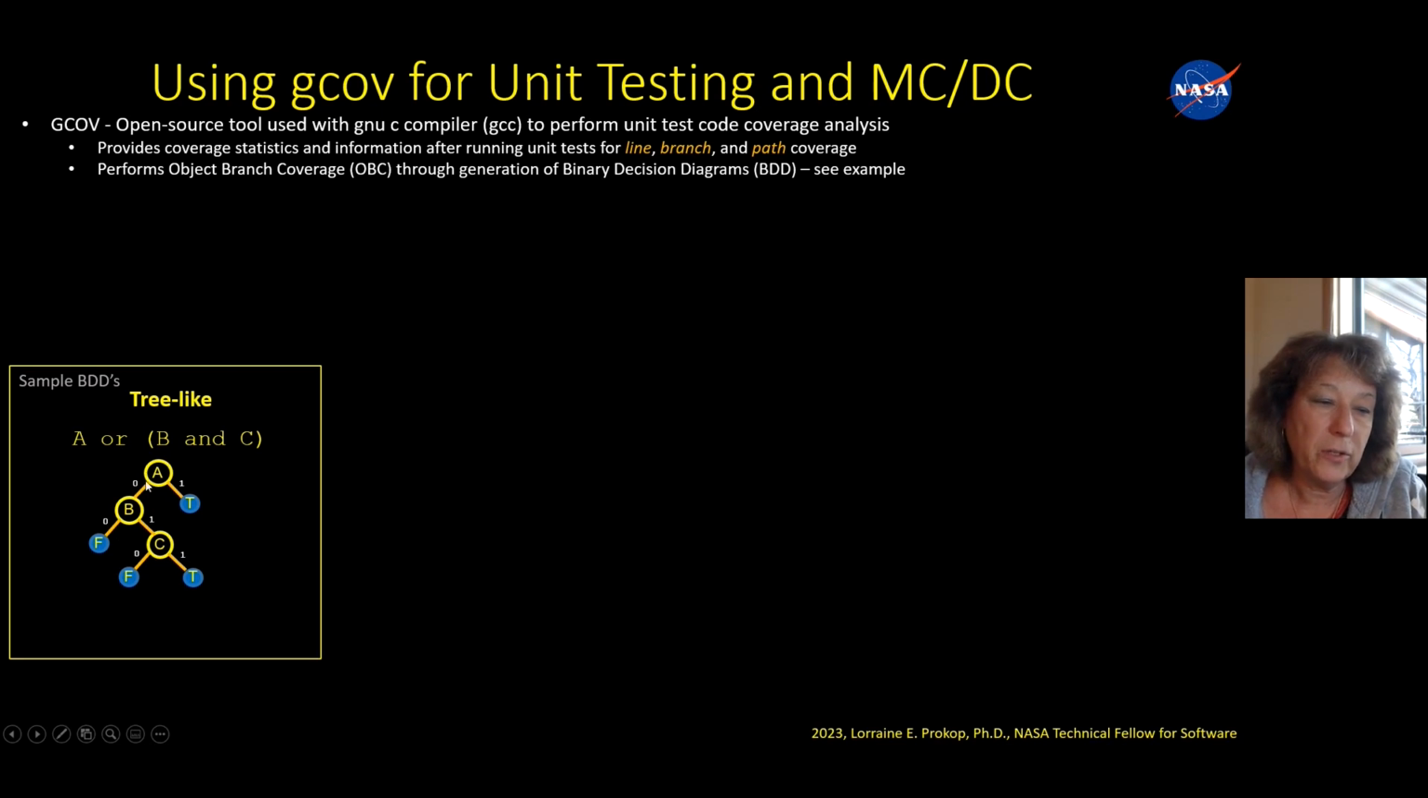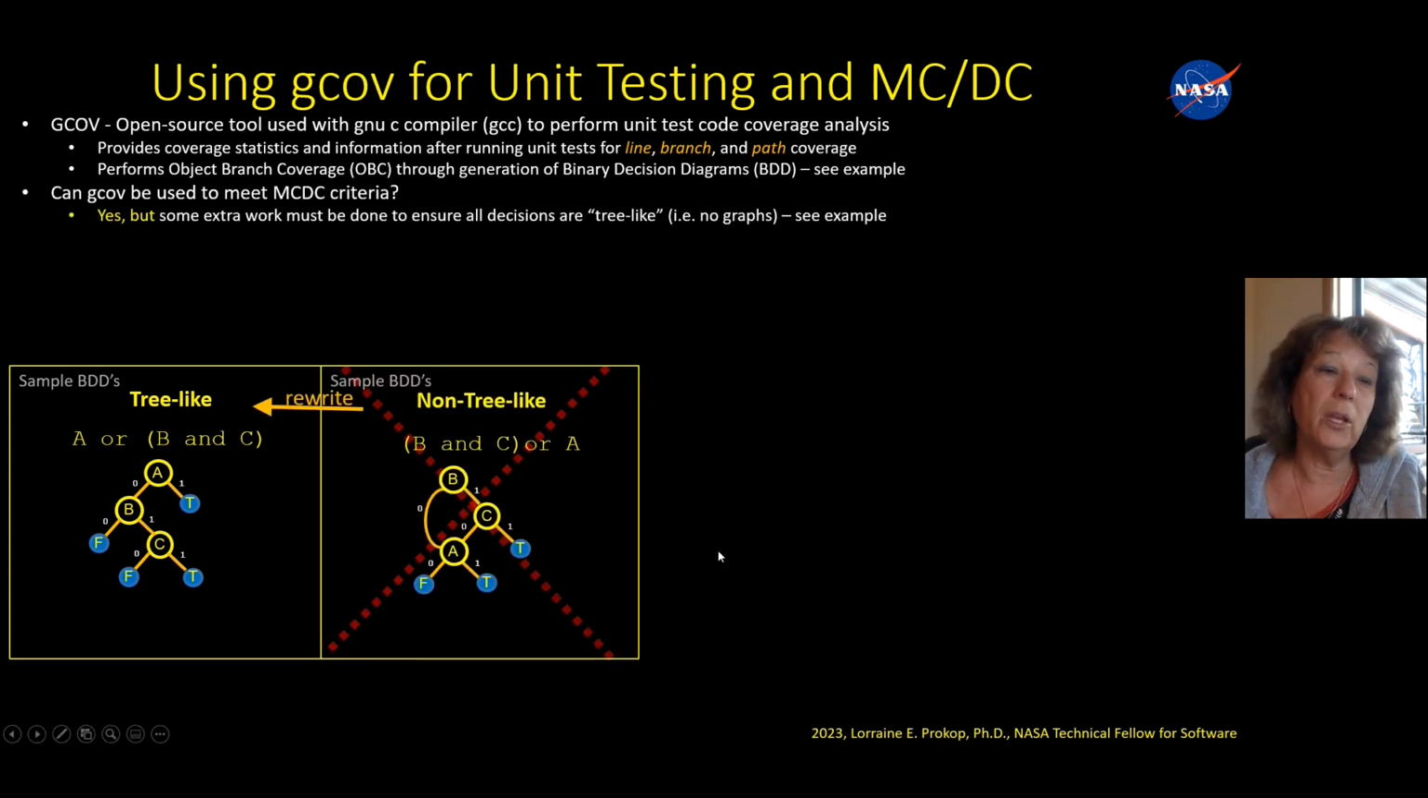If you consider A, if A is 1, the decision returns true. If it's 0, then you go on to evaluate B. If B is 0, the decision returns false. If B is 1, then you have to look at C. If C is also 1, then the whole decision returns true, or else it returns false. And this is a tree-like BDD.